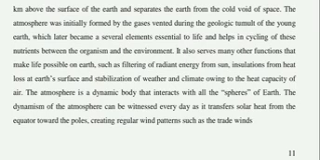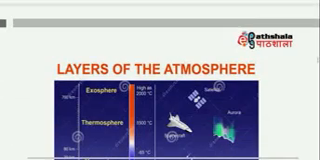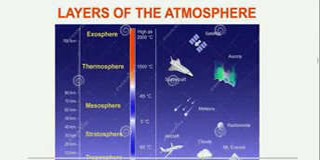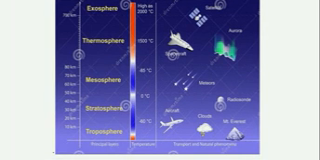The atmosphere is a dynamic body that interacts with all the spheres of life on Earth. The dynamism of the atmosphere can be witnessed every day as it transfers solar heat from the equator towards the pole, creating regular wind patterns such as trade winds. Layers of the atmosphere: exosphere, thermosphere, mesosphere, stratosphere, troposphere.